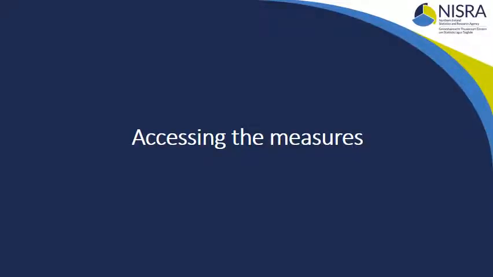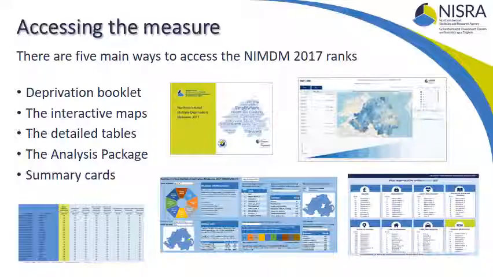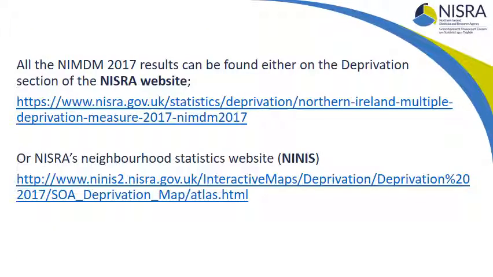How to access the deprivation measures. There are 5 main ways to access the measures: the deprivation booklet, interactive maps, the detailed tables, the analysis package, and summary cards. All of these resources can be downloaded from the deprivation section of the NISRA website or NISRA's Neighbourhood Statistics website.